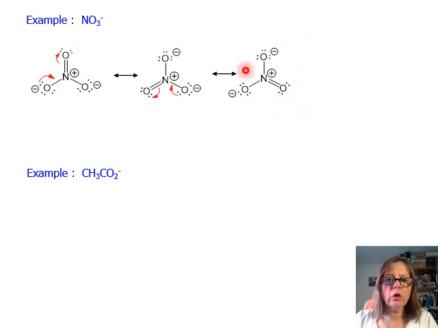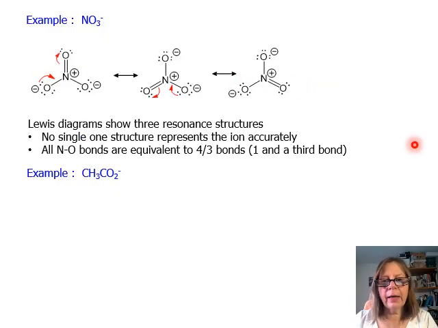No single structure represents the ion accurately. The electrons are delocalized over the 3 oxygens. As a matter of fact, all NO bonds are equivalent to 4/3 bonds. You have 4 covalent bonds spread out over 3 atoms. Each oxygen atom has 1 1/3 bonds to the nitrogen.